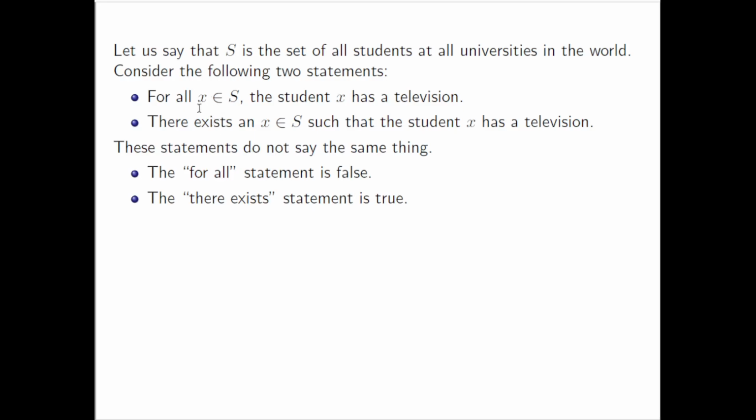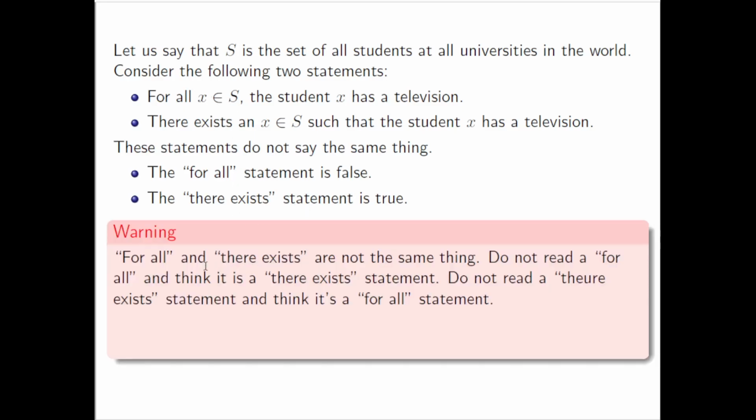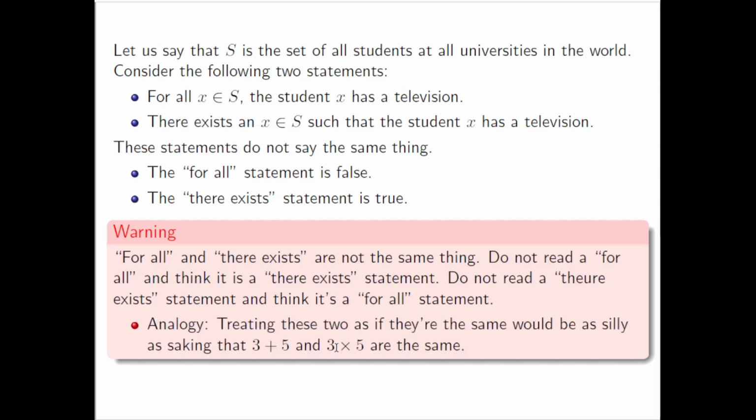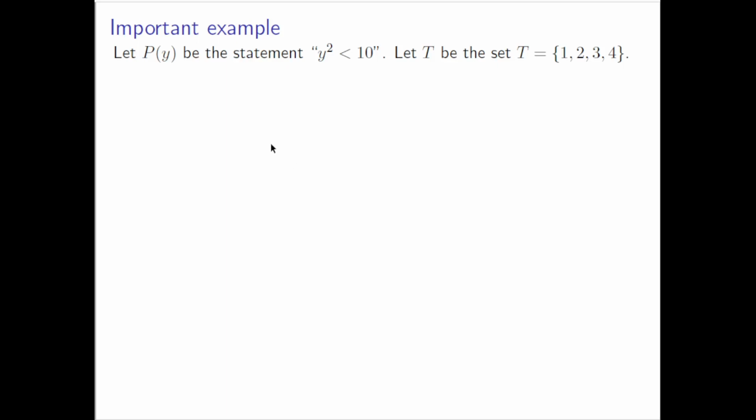So clearly, these two statements are not saying the same thing, right? For all and there exists are not the same thing, right? So do not read a for all and think it's a there exists statement, and similarly, don't look at a there exists statement and just think that it's a for all statement. That would be a mistake to do, right? You can't just switch one for the other. They're different statements. As an analogy, treating these two as if they're just the same, as if you could just swap one for the other, would be about as silly as saying that 3 plus 5 and 3 times 5 are the same, right? Plus and times aren't the same.